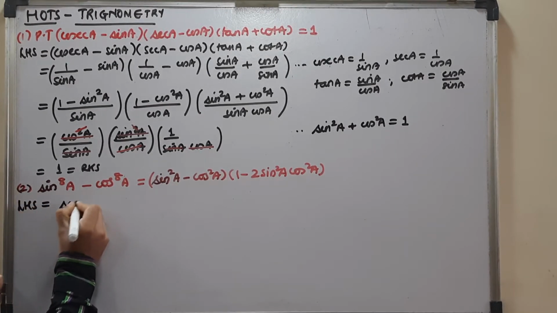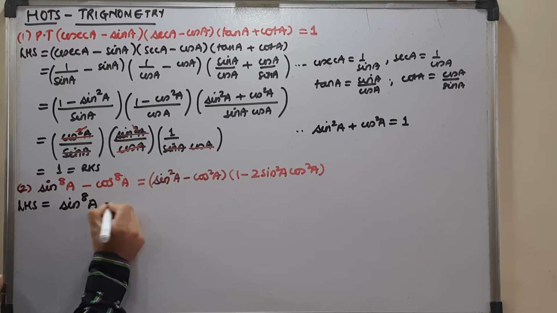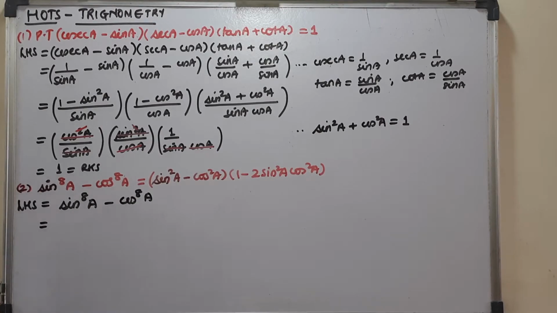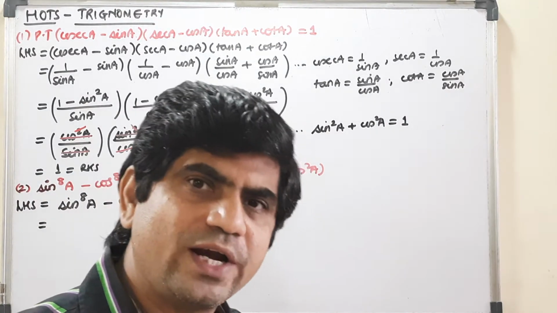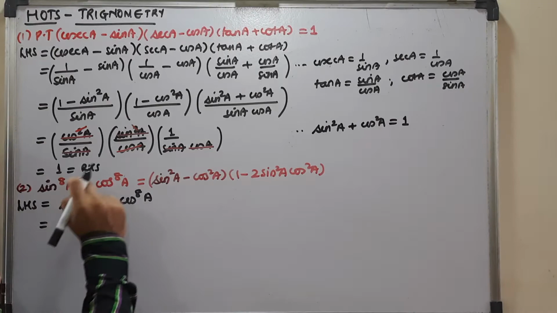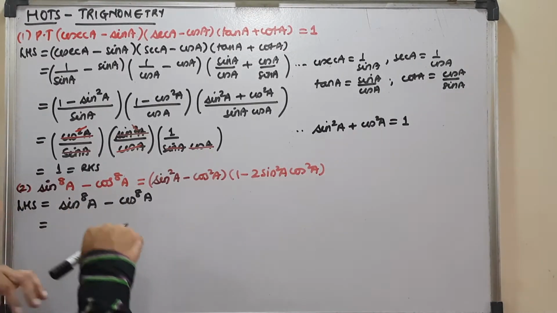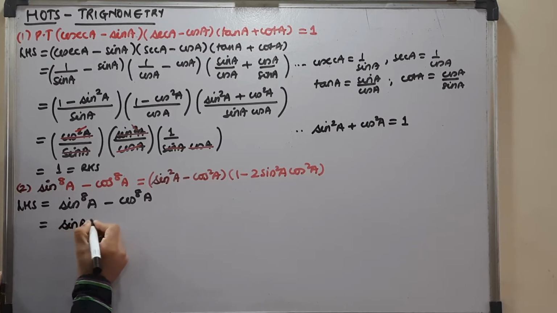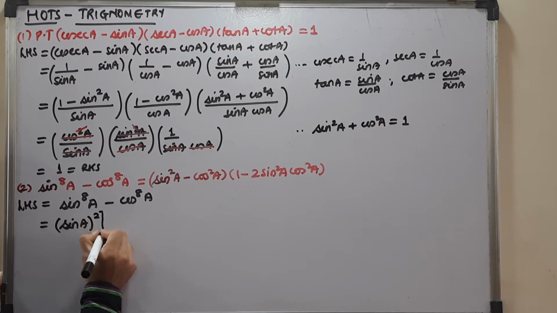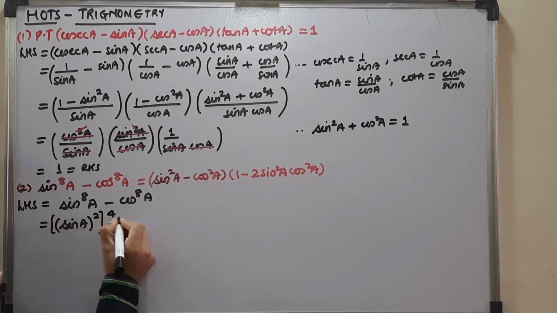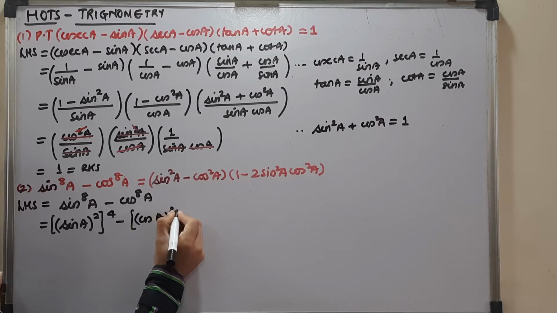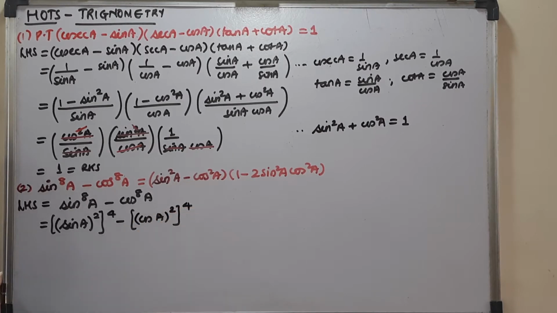The left hand side I am taking seems to be smaller, sin raised to 8A minus cos raised to 8A. And we know already, and I have explained already, that sin raised to 8, that means sin A whole raised to 8, can be written like this: sin A square, whole raised to 4, index rule, minus cos A square, whole raised to 4.